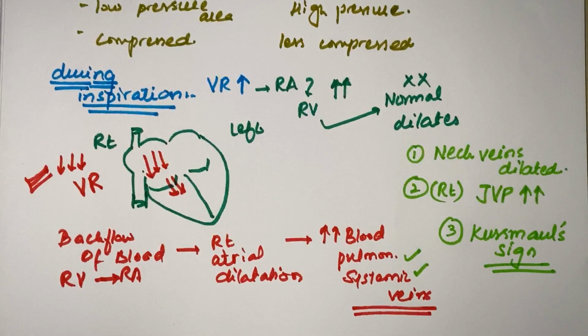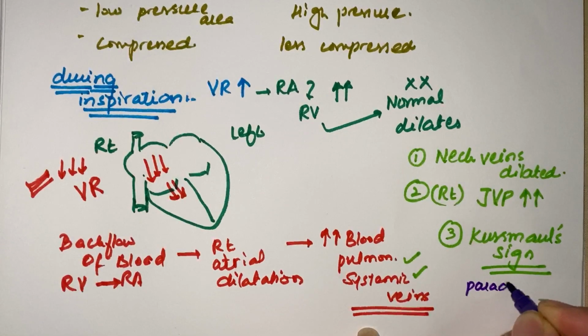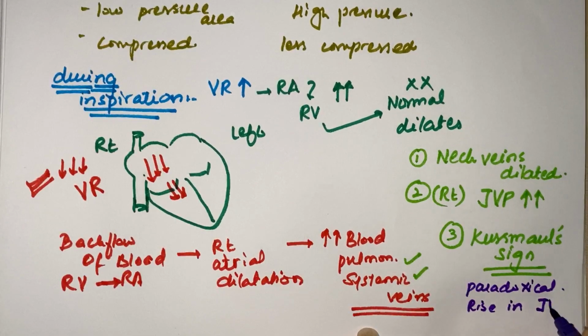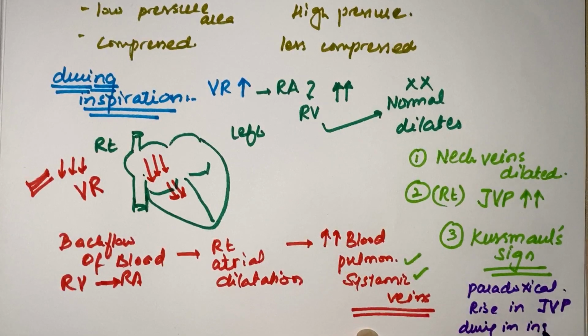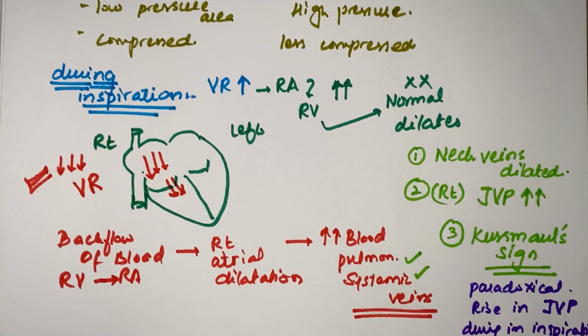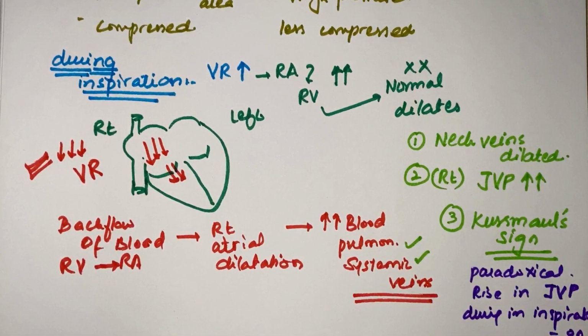Now, what does this sign say? It says that during inspiration there is a paradoxical rise in the JVP, as I have explained before why, during the inspiration. This phenomenon is called the Kussmaul sign, and it is not just present in cardiac tamponade, it is present in all those diseases in which right heart failure is occurring or the right ventricle is not able to dilate properly. So, in all those cases, the Kussmaul sign will be seen.